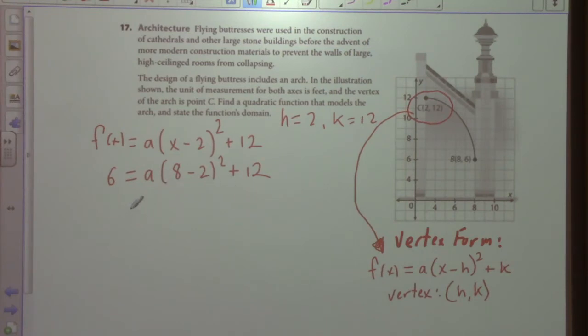So anyway, what you do is you work this out. You're going to get 8 minus 2 is 6, squared would be 36. So that's going to be 36a plus 12, right? And then subtract 12. You get 36a is equal to negative 6. And then what is a going to be equal to?